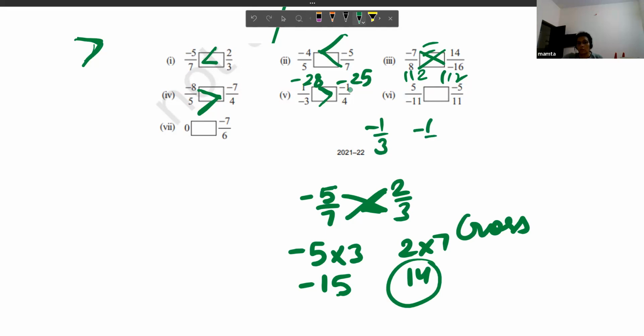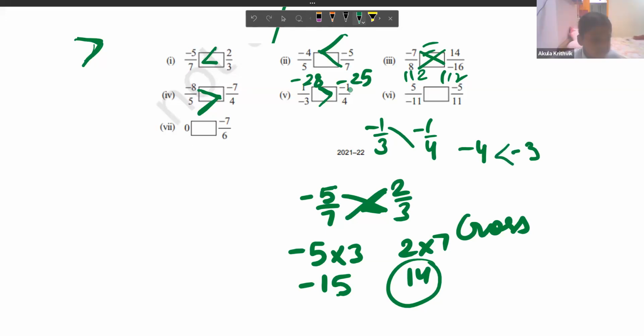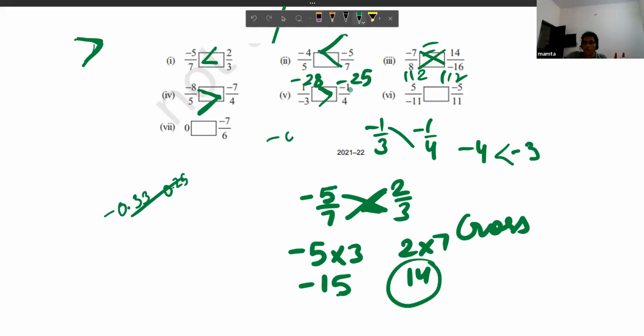Minus 1 by 3 and minus 1 by 4. So minus 4 and minus 3. Which one is larger? Minus 3 is larger. No, children. 1 by 3 is, wait. 1 by 3 is 0.33. Minus 1 by 4 is larger. Children, see what we will do.